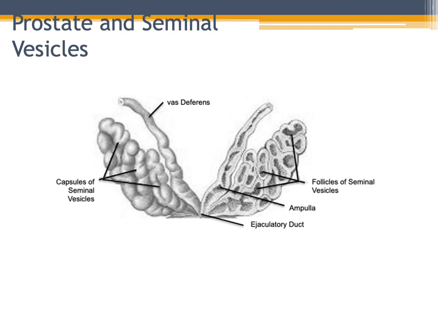Within the seminal vesicles, we have spherical regions. Those spherical regions are the follicles. The follicles are going to be housing all of the secretions that we see coming from the seminal vesicles that produce the semen within the ejaculatory matrix.